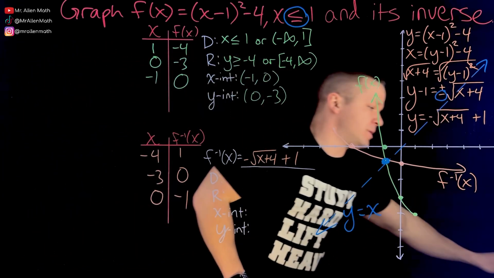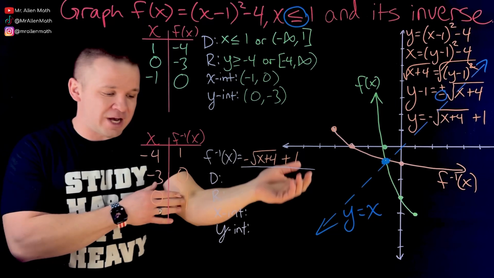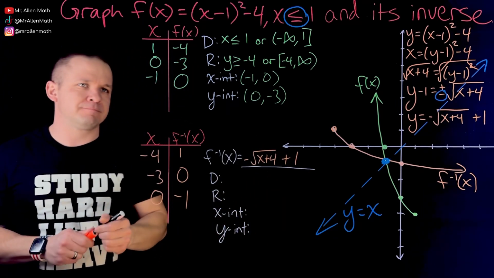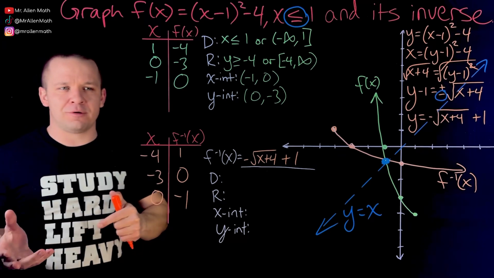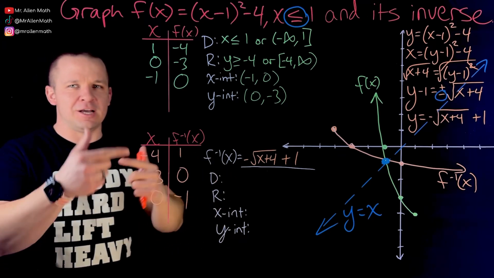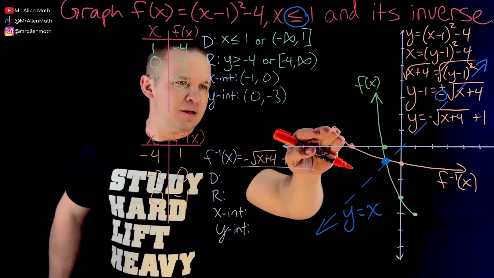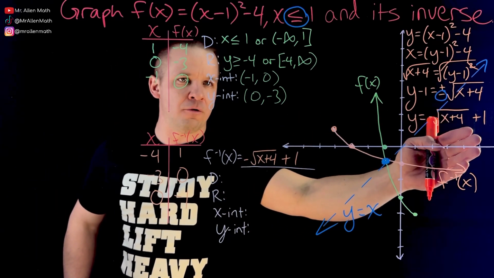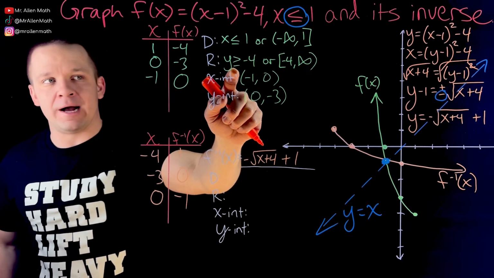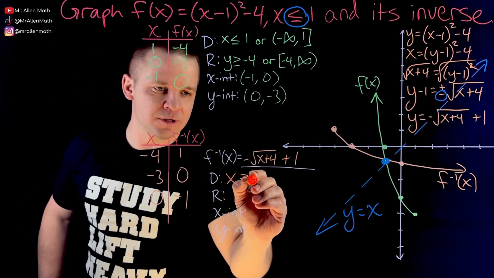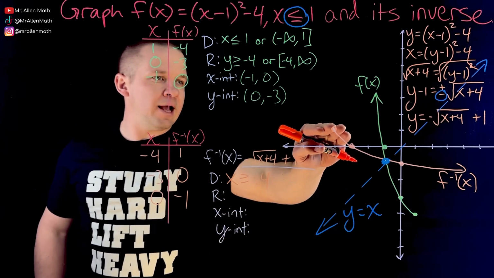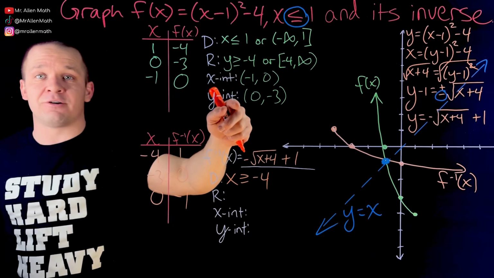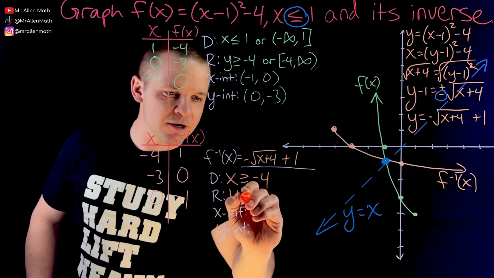Pretty cool, right? All right, I'm going to set this down now, and we're going to finish the domain, range, x-intercept and y-intercept. Now, what do you think might happen? Domain is normally associated with x values, right? It's the inverse. It's clearly, let's see here, my domain is greater than or equal to -4. Oh my goodness, wasn't that the range, but with a y? So now it's going to be x is greater than or equal to -4. My range is less than or equal to +1. Oh my goodness, my domain was less than or equal to +1. So y is less than or equal to +1.